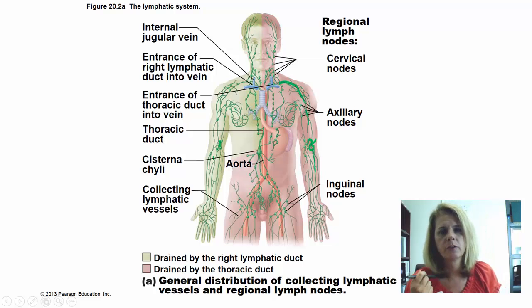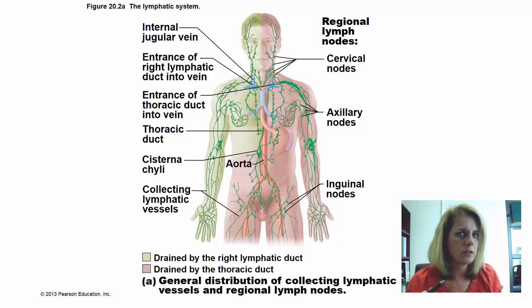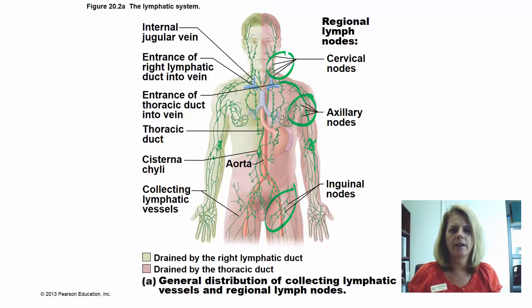Okay, so again, if someone said, oh, you've got something in your inguinal lymph nodes or your axillary lymph nodes or your cervical lymph nodes, we're naming those based on where we find them. So cervical lymph nodes are going to be in the neck, axillary up under the arms, and inguinal kind of where your thigh and abdomen come together.